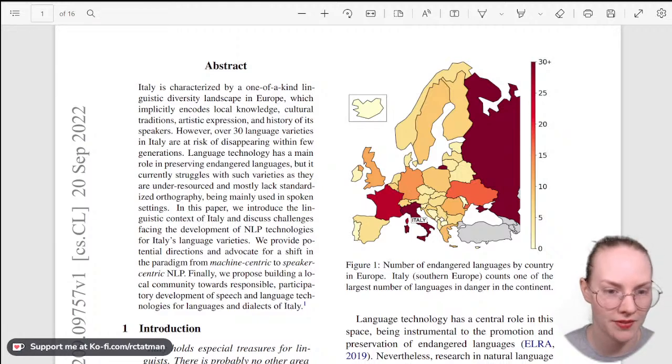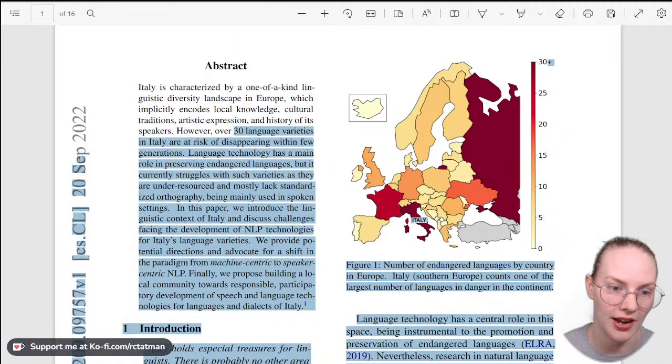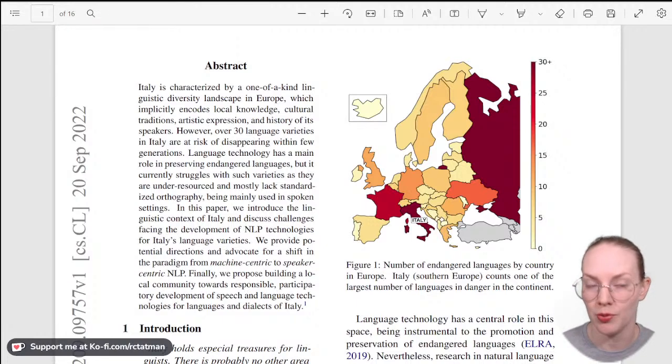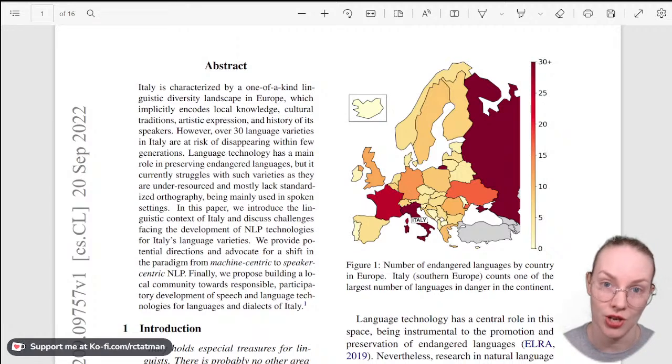And the point of this paper is that there are over 30 language varieties in Italy that are at risk of disappearing within a few generations, right? So there's not a lot of young people learning to speak these varieties and using them. And often this occurs when you have state-sponsored education using a single dominant language variety.